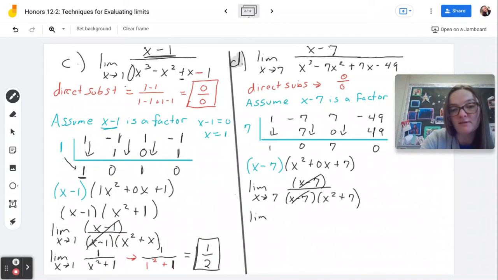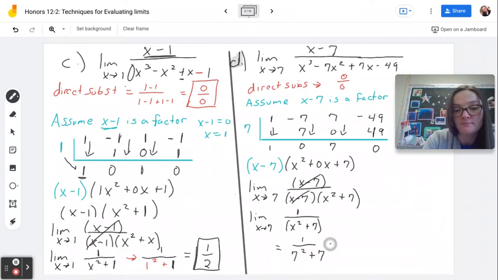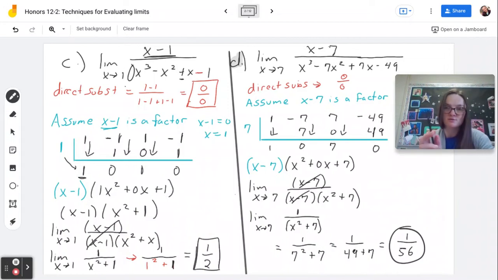The new limit is going to be the limit as x approaches 7 of 1 over, well, this cancels, so just x squared plus 7. And so we're going to go ahead and plug that in using direct substitution. This is equal to 1 over 7 squared plus 7, which is 1 over 49 plus 7, which is 1 over 56. So 1 over 56 is the solution here, and that is the answer to the limit.